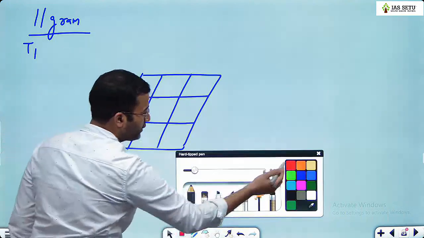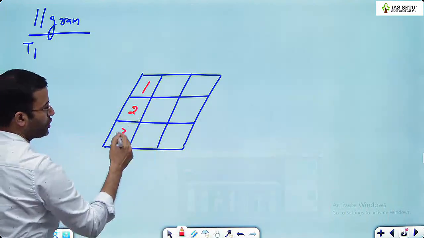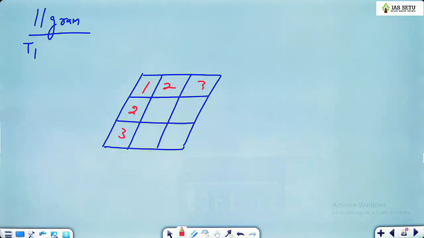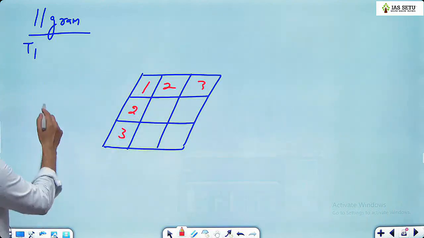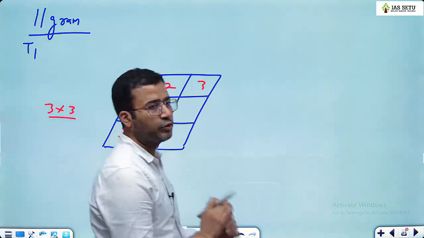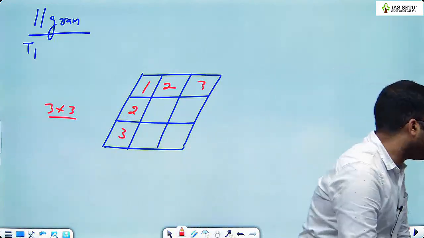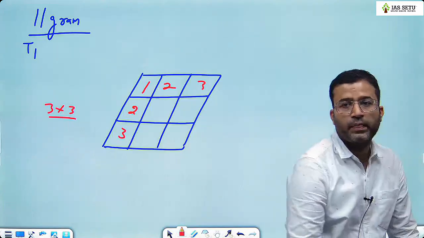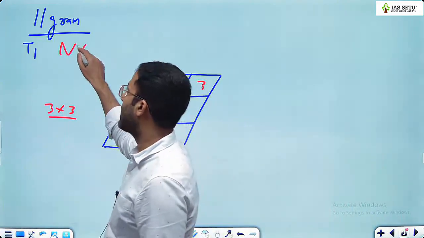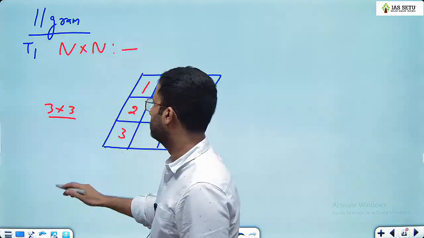How will we read this? 1 2 3, 1 2 3, like this. So you can name it a 3/3 figure. Similarly, you can have a 2/2 figure, a 4/4 figure, a 5/5 figure. So here type 1 is the n by n figure.